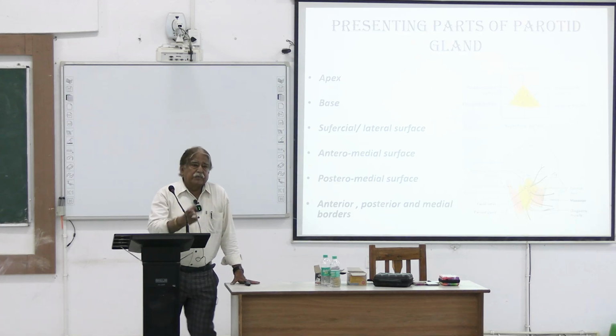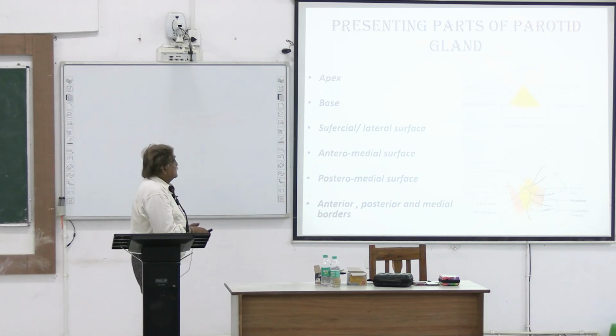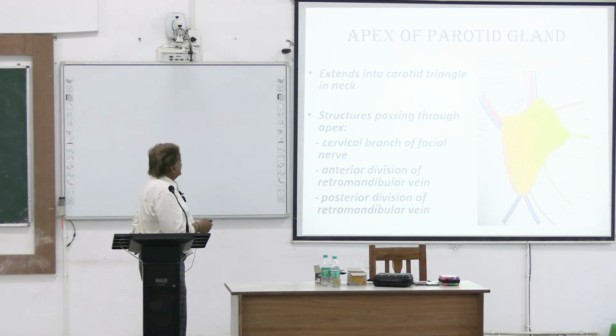Please, when the parotid is shown to you, look at this specimen. It's a good specimen, and you correlate it in your book, an atlas or your tab, and see the orientation. Now, the apex of the parotid gland extends into the carotid triangle in the neck. Structures passing through the apex.